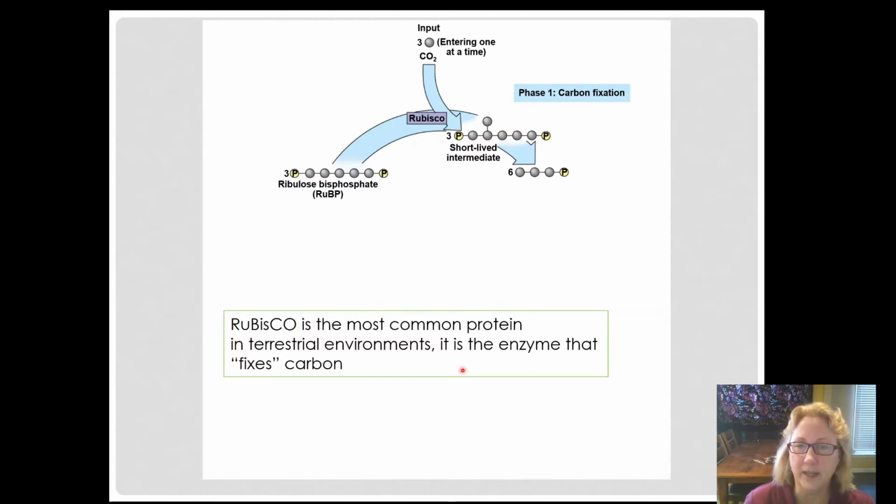It's an extremely common protein, and it might be the most important enzyme in photosynthesis, because it is what actually takes carbon dioxide from the atmosphere, or from water if it's an aquatic organism, and attaches it to a larger molecule. So this enzyme you need to know. RuBisCO is the name of the enzyme. Ribulose bisphosphate is a molecule. It's not the name of the enzyme. RuBisCO takes carbon dioxide and attaches it to ribulose bisphosphate.